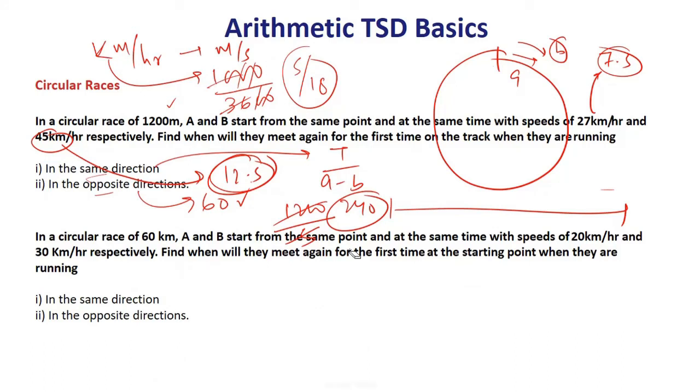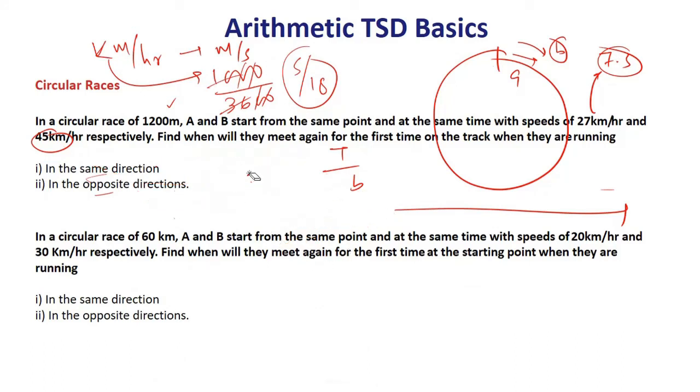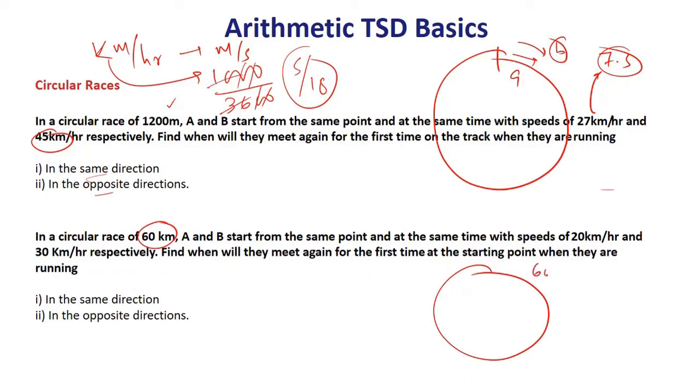Second kind of question is when they meet at the starting point. That's very, very interesting. So let's say in the second case, there is a track of 60 kilometers and there are two people starting from the same point, moving at 20 and 30. Now in this case, think about it.